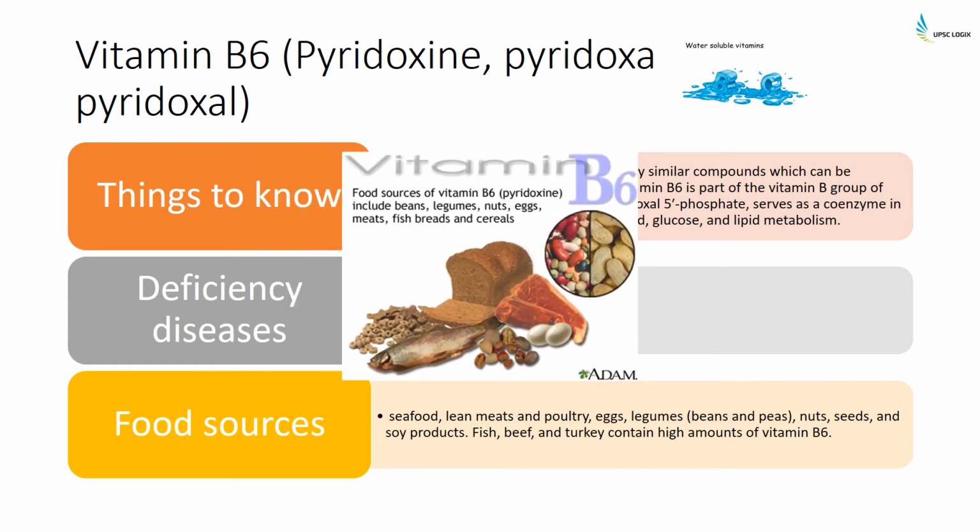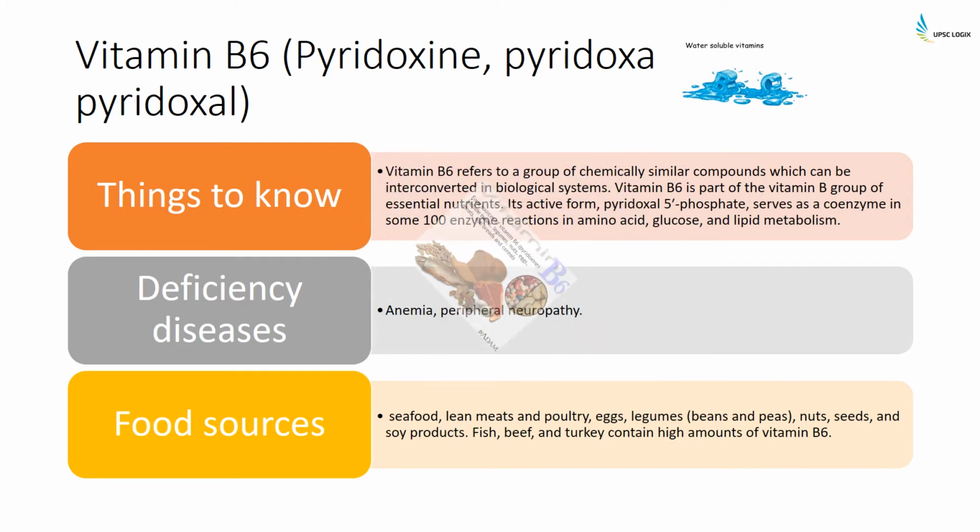So let us have a look at the food sources: seafood, lean meats, poultry, eggs, legumes, beans and peas, nuts, seeds, soy products, fish, beef, and turkey contain high amounts of B6. As you can see from the picture, even bread has a good amount of B6, and cereals as well.